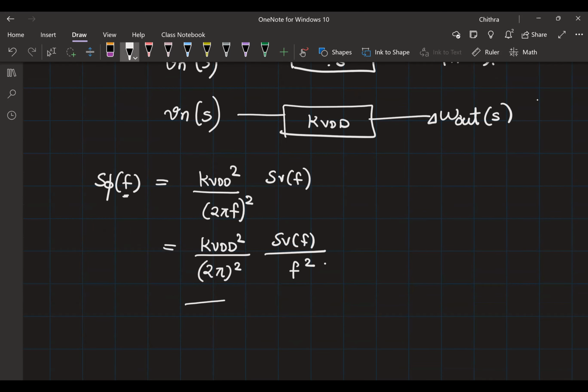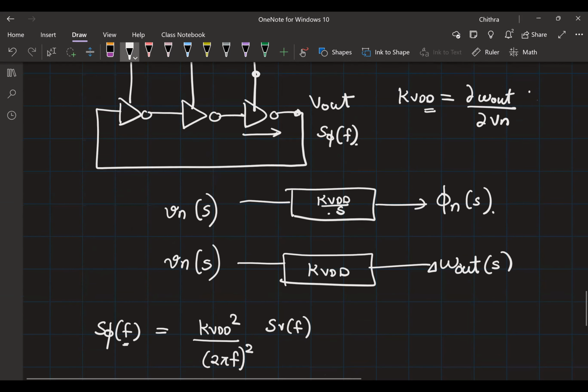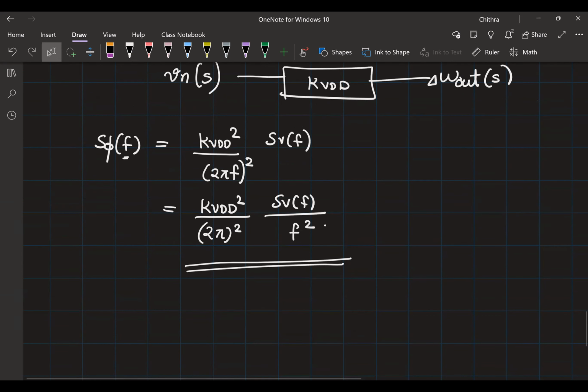So now if SV of f had a white noise spectrum, your S phi of f has a 1 by f square spectrum. Initially we saw that for a delay line, if the supply voltage had a white noise spectrum, the delay line output will also have a white noise spectrum, right? But if we make this into a ring, and if the supply voltage has a white noise spectrum, the output will now have a 1 by f square spectrum. Is this clear?